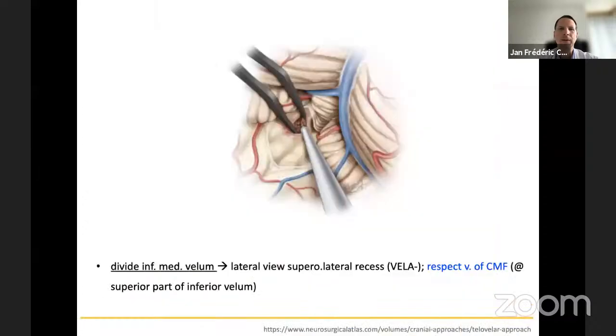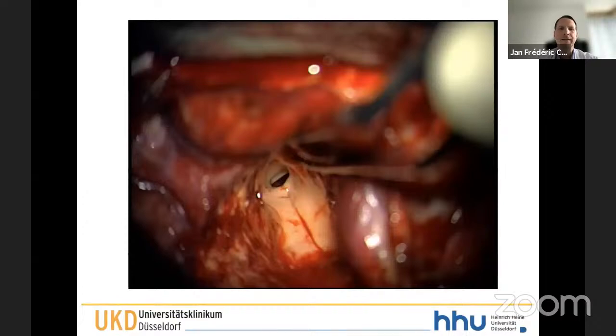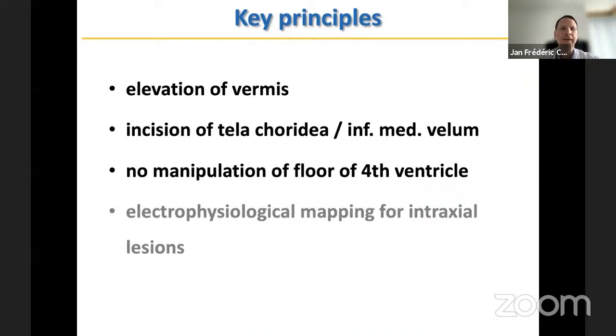And then once you have divided the velum, you can work either in the ventricle or also can go to a lesion within the floor of the fourth ventricle. Here, for example, is the illustration of a pons cavernoma. And this is a final view up to the aqueduct. So you really have a nice view up to the roof of the fourth ventricle, up to the aqueduct, actually.